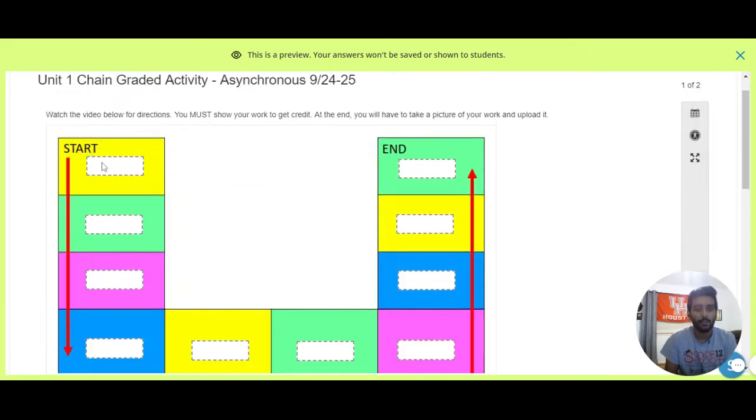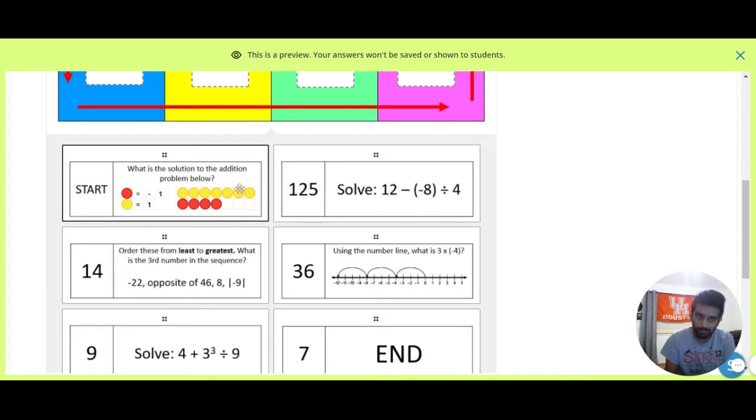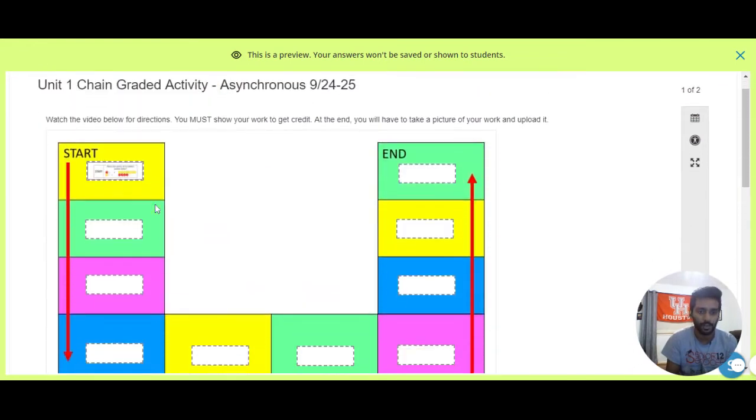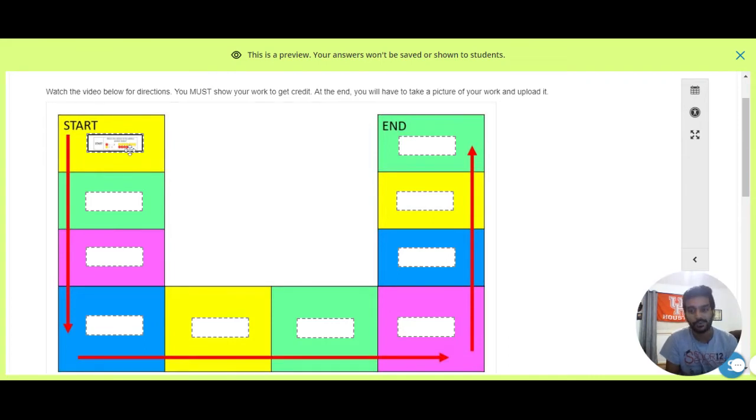So for example, we're going to start with our start card. And the question says, what is the solution to the addition problem below? So I want you just to calculate that and get your own answer, okay? Now, what I would do is first, I would put this as my first card. So everyone's going to go ahead and put that as their first card. Now notice it gets really small, so it might be hard to read once you put it there.